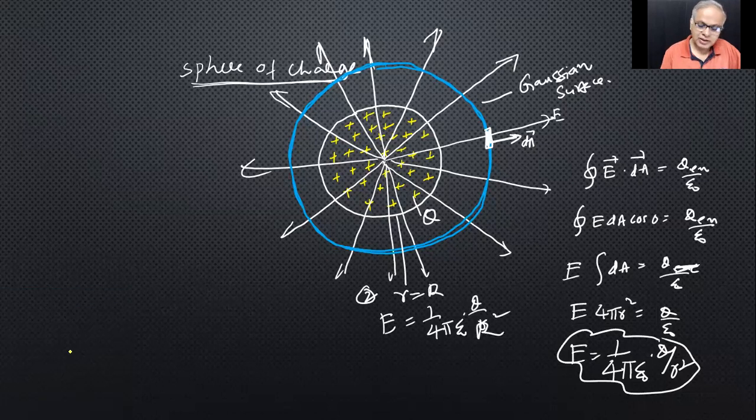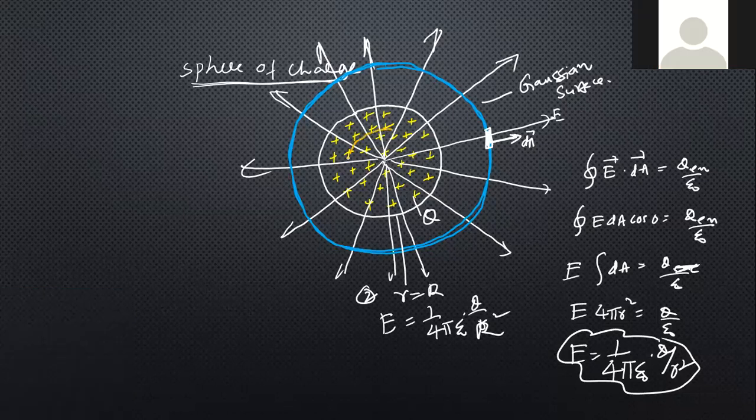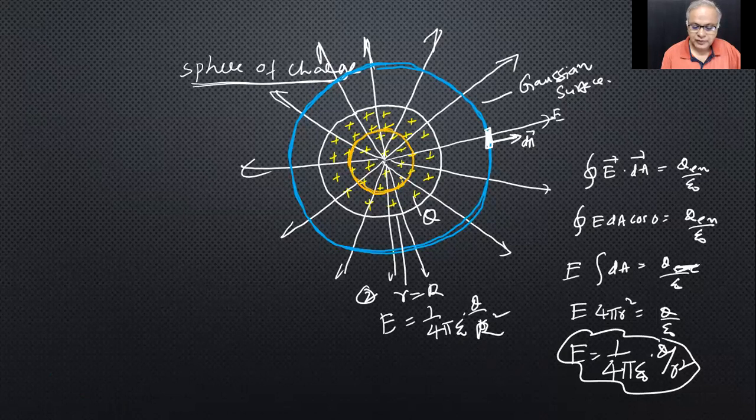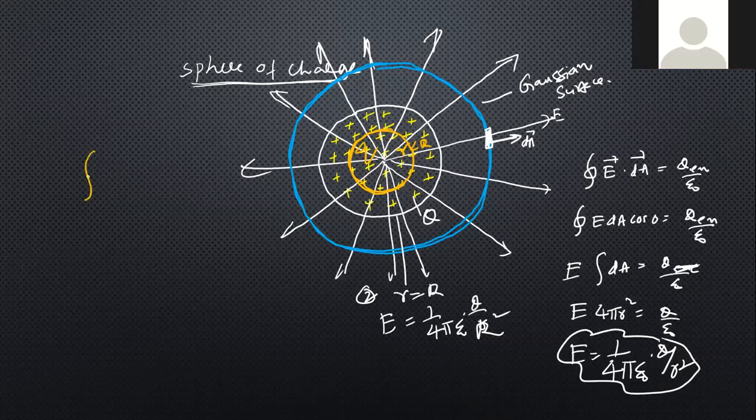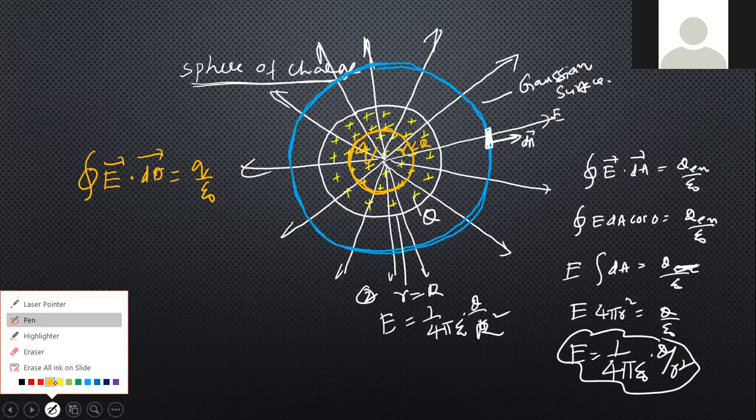Now at a point inside, take a Gaussian surface again. Here, this r less than R. Now the charge includes not the total charge, only this charge, right? I'll call it Q. So it will be less. Integral E dot dA is equal to Q by epsilon 0 now. Isn't it so? So what do I get?